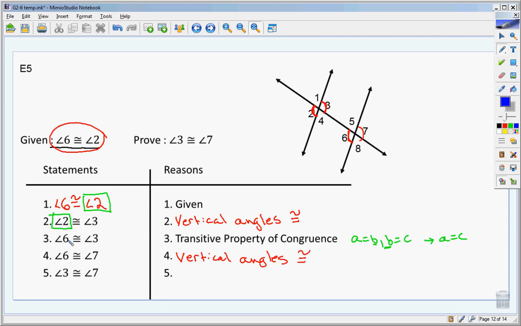Now, on number 5, notice this one said 6 to 3, this one said 6 to 7. Did this one stop where this one started? So I can't use the transitive property this time. What do I have to use? Somebody say it. You used it last night. Well, you should have used transitive. What's the other property? Substitution.